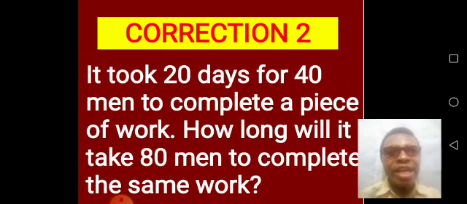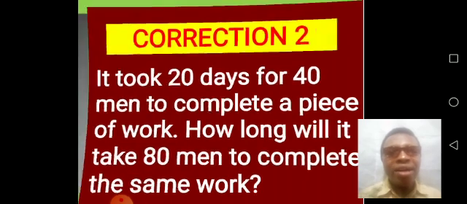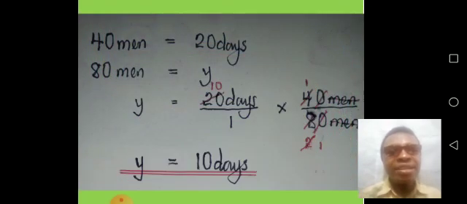Okay, number 2, correction number 2. It took 20 days for 40 men to complete a piece of work. How long will it take 80 men to complete the same work? And so we have 40 men. It took them 20 days. Now for 80 men, they will do it in y number of days. So y equals 20 days times, write what we have on the right hand side of the equation sign, that is 40 men over 80 men. The men cuts men, and then divide in tens.